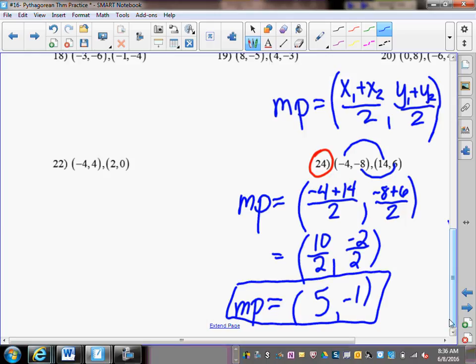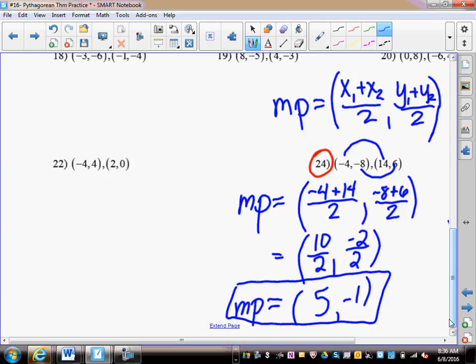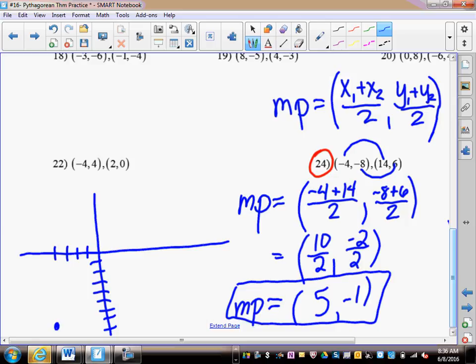And a way you can check this, again, just do a rough sketch of this. You want to double check your answers. We have the point negative 4, negative 8. We have the point 14, 6. Which is approximately over here. And my midpoint was 5, negative 1. It looks like it's about halfway. Again, it's a rough sketch, but it's a good way to check to make sure that your point's not way off.